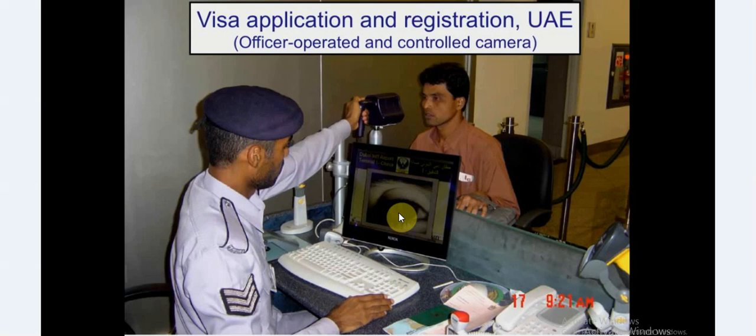Examples of using iris recognition systems in real world applications. For example, in the airport, the officer who is responsible for visa application and registration can take an iris pattern of a passenger and check it against a blacklist of dangerous persons who are enrolled in the system, to find out whether the passenger is eligible to enter the country or not.